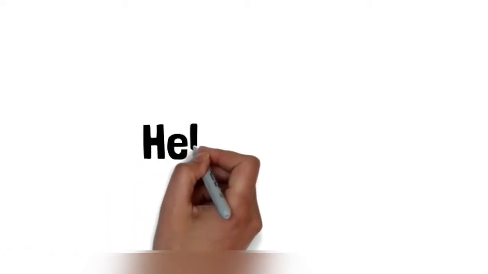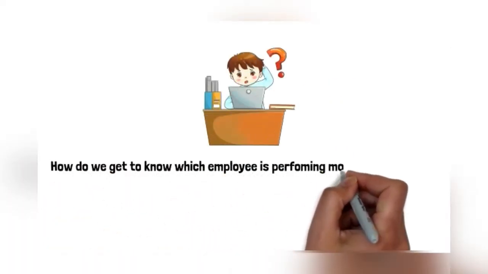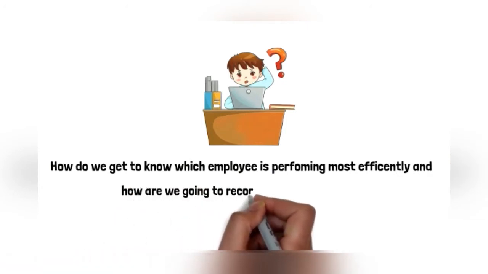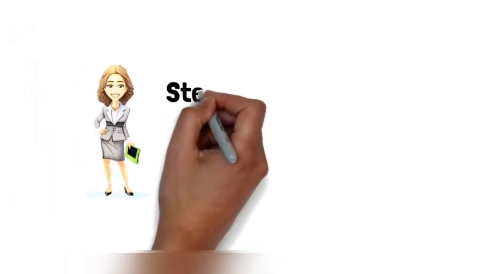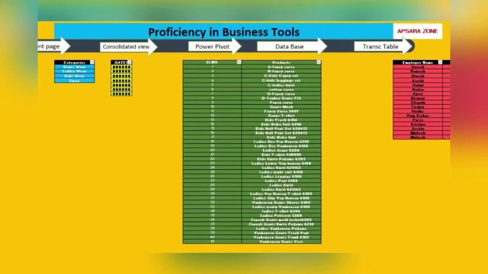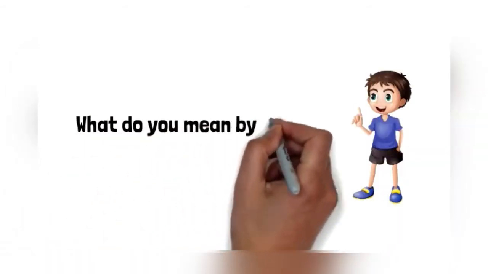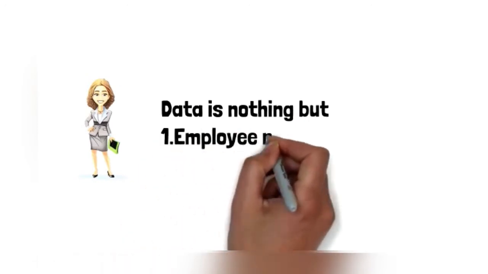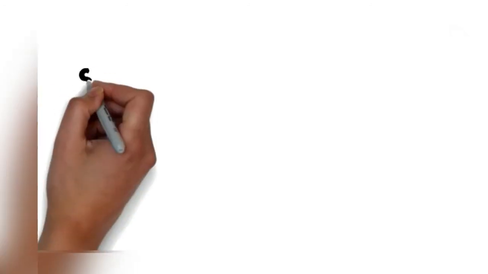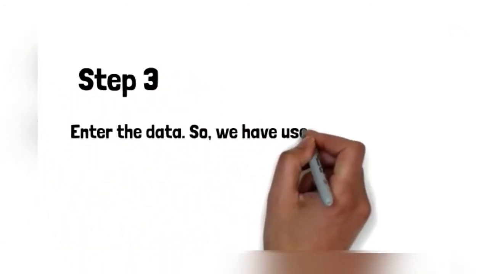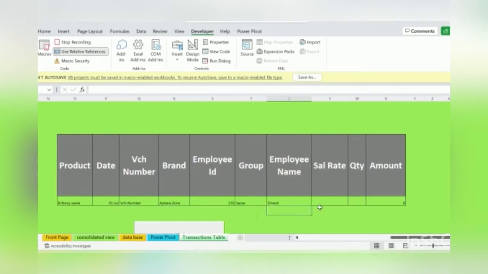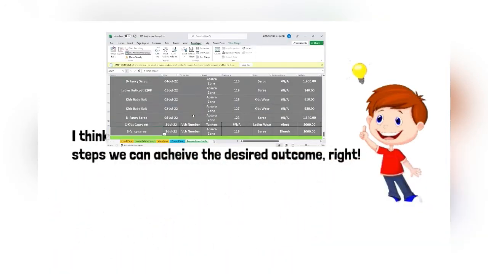Thank you. Hello Artika, I have a doubt. How do we get to know which employee is performing most efficiently? And how are we going to record the further performances? Step 1. Open the database, that is the transaction table. Step 2. Record the data in order to get their performance. What do you mean by data? Data is nothing but the employee's name and the sales generated by them. That's all they need to record? Yes. Step 3. Enter the data. We have used a macro function to make the process smooth for our client. I think by performing these steps, we can achieve the desired outcome, right?